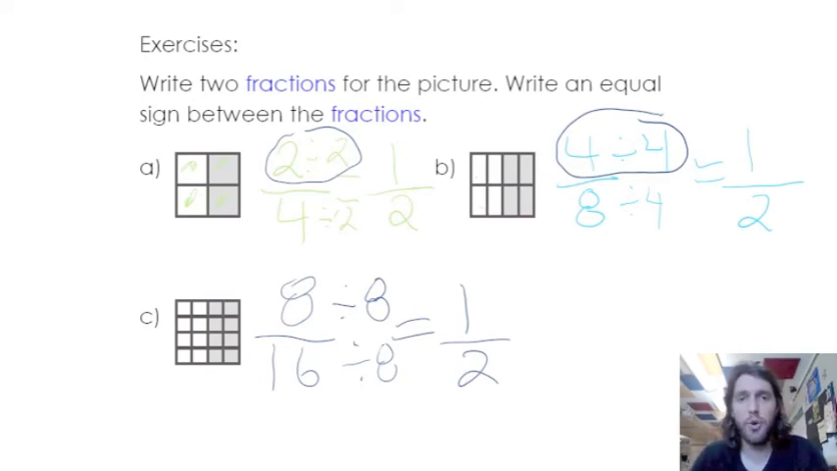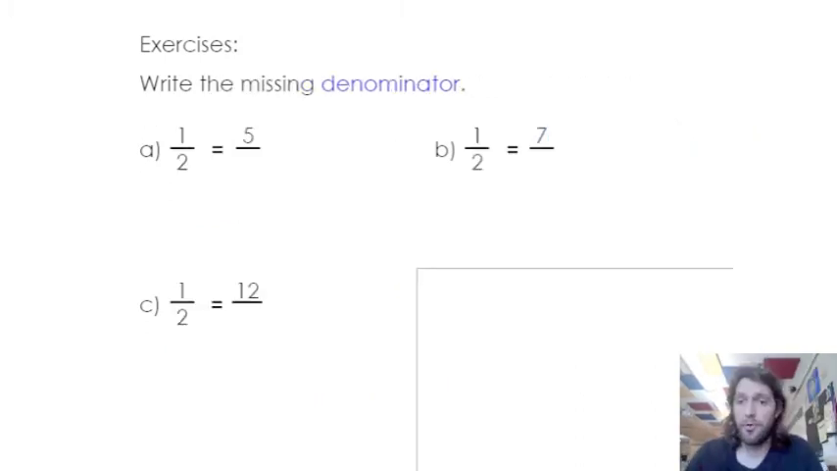So now we have two equal fractions, 8 over 16 and 1 over 2, and those are equal to each other, as you can see on the picture. Okay, so here, everybody, we have fractions that are going to be equaling each other, but we don't have pictures anymore. We need to create our own fraction that's equal to 1/2.